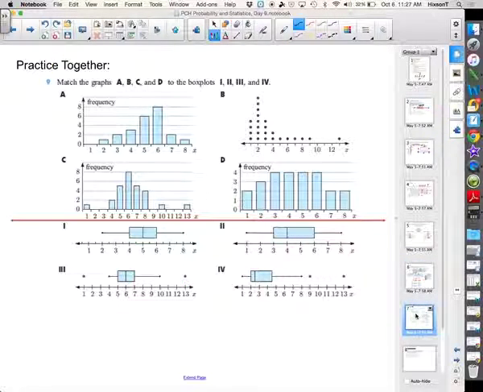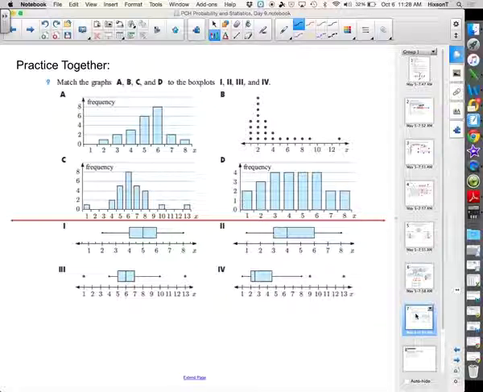Alright, let's just take a quick practice here. Here we have some bar graphs, and we have some box and whisker plots. And the goal here is to match them together, okay? Now, are there any that jump out at you that seem pretty obvious right away? Santiago? The B with the 4.